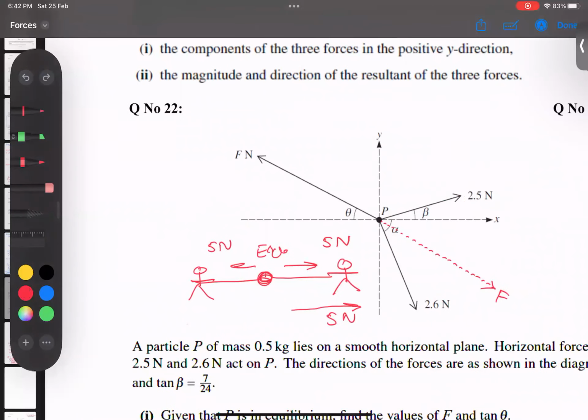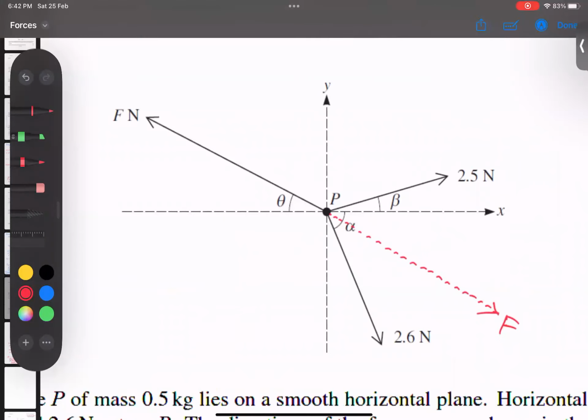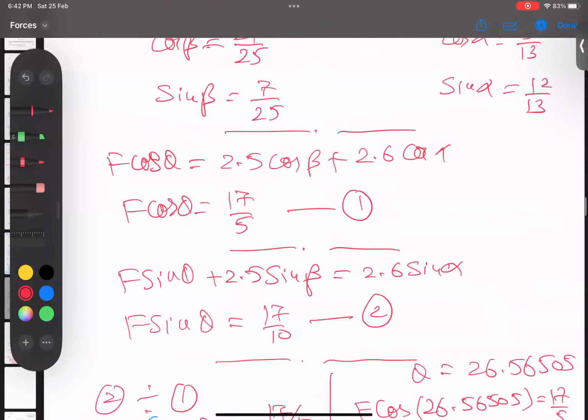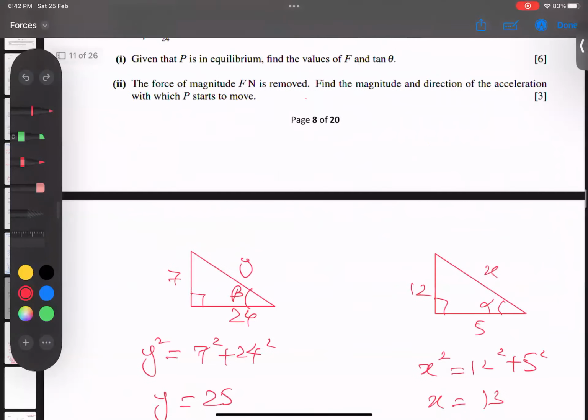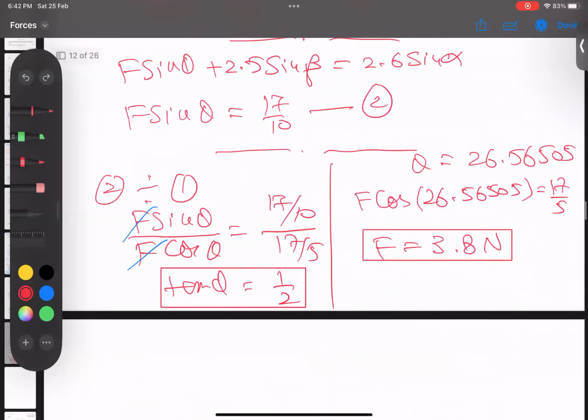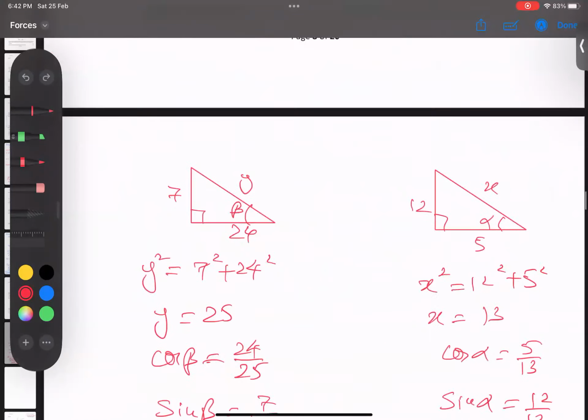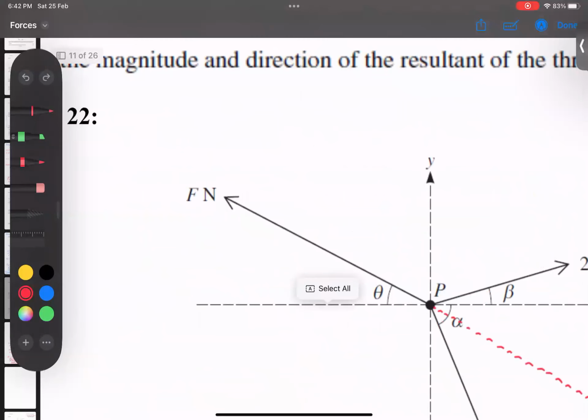So logically the point is very clear. Now I can say one concept here. For example, this force I got just now. How much force did I get? 3.8. And what is the angle theta? I got it: theta is 26.6. So this force is 3.8.